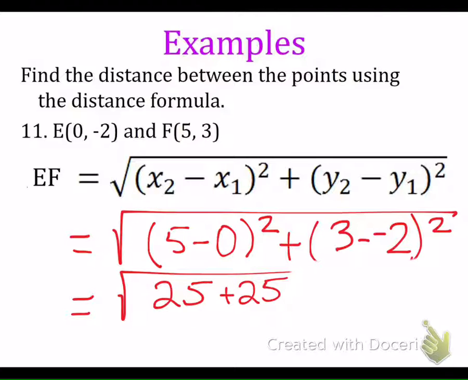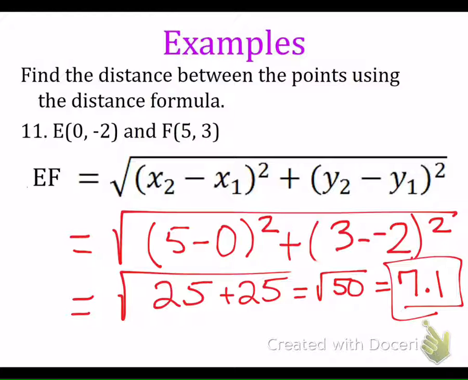Got a little excited with that. All right. So that's square root of 50. And when you type that in your calculator, what do you get? 7.1. Sounds good to me. I know the square root of 49 is 7, so that makes sense. What are your questions?